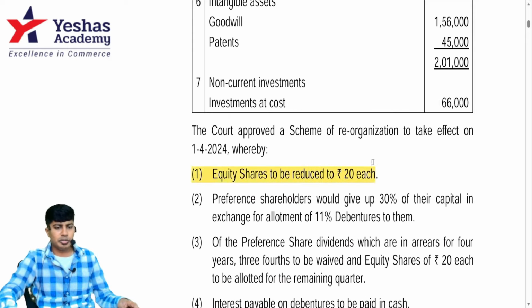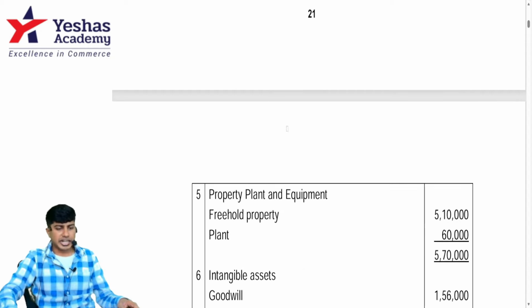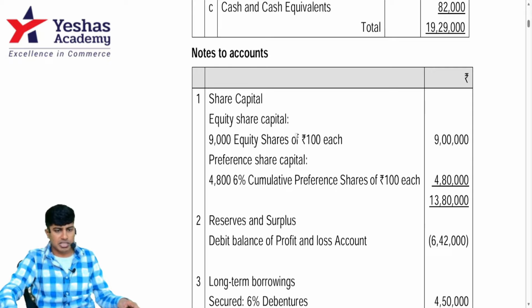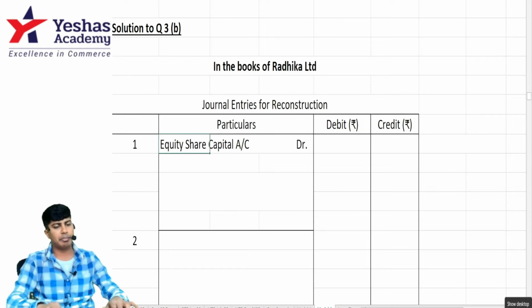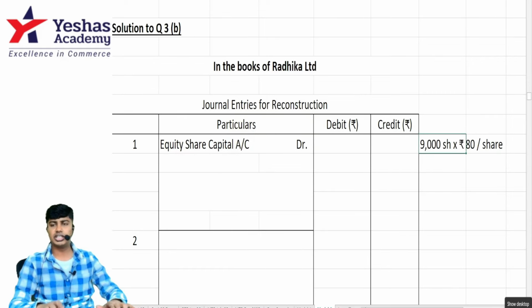Equity shares to be reduced to rupees 20 each. Right now, equity share is rupees 100 each. Shall I reduce it to 20? Reduction is 80. So 9 lakh divided by 100 is 9,000 shares. Each share is reduced by 80 rupees. I will debit equity share capital account. 9,000 shares into 80, 7 lakh 20,000 will be reduction.